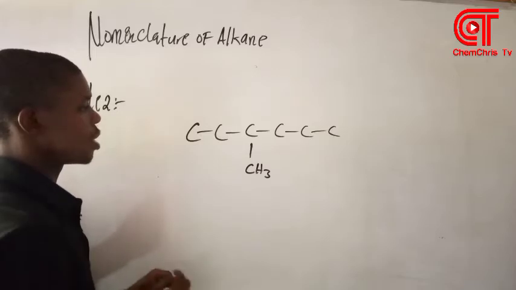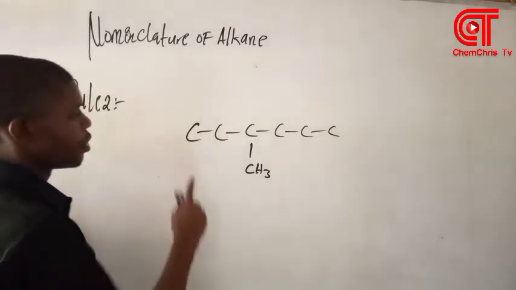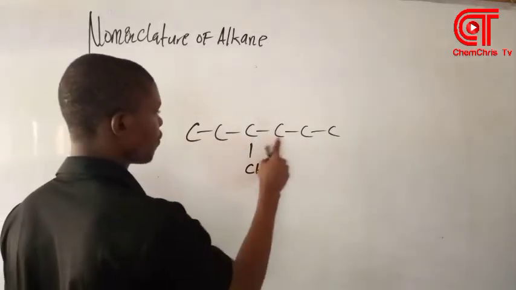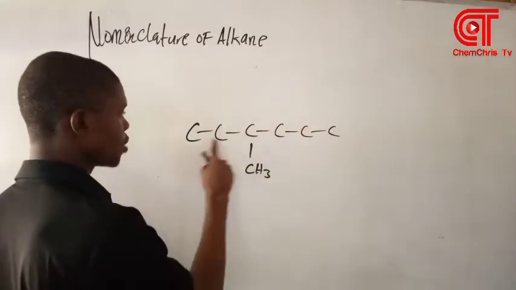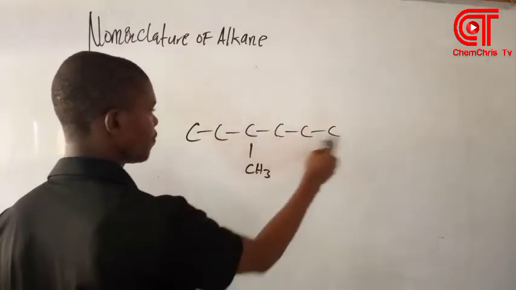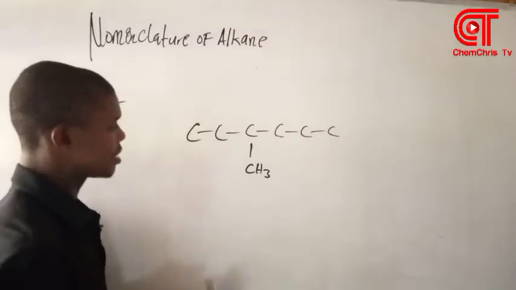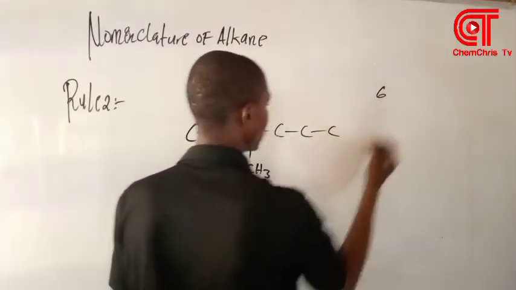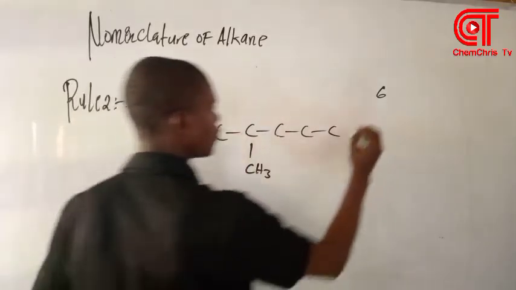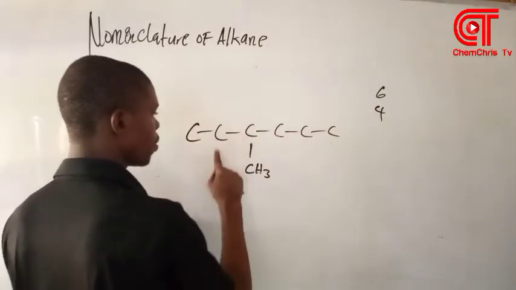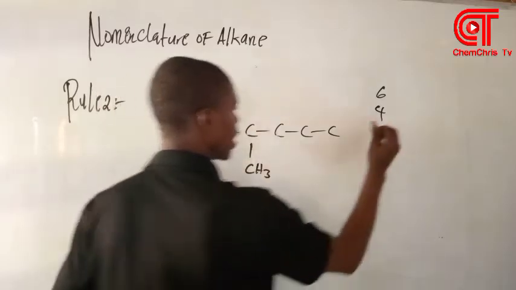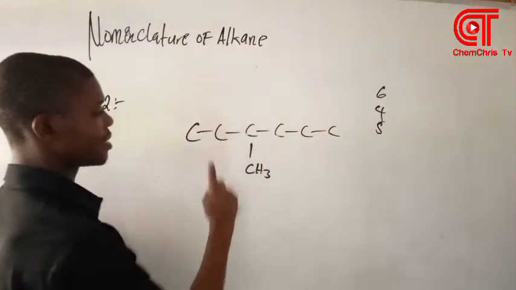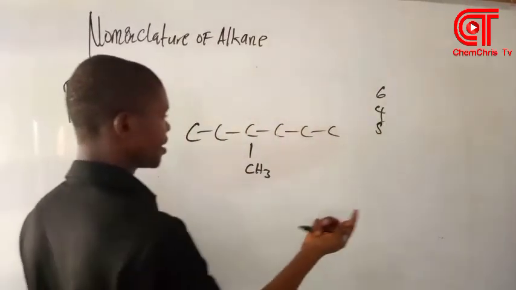Now, the good thing is you take the longest continuous carbon chain, right? From here to here, 1, 2, 3, 4, 5, 6, that's 6. Here, 1, 2, 3, 4. Here, 1, 2, 3, 4, 5. Do you see the way I count it? Here we have 6, here we have 4, here we have 5. These are the possible counts. So 6 is the highest, right?